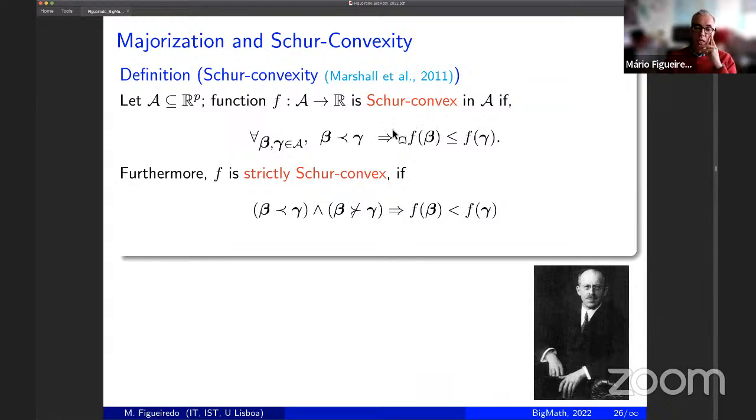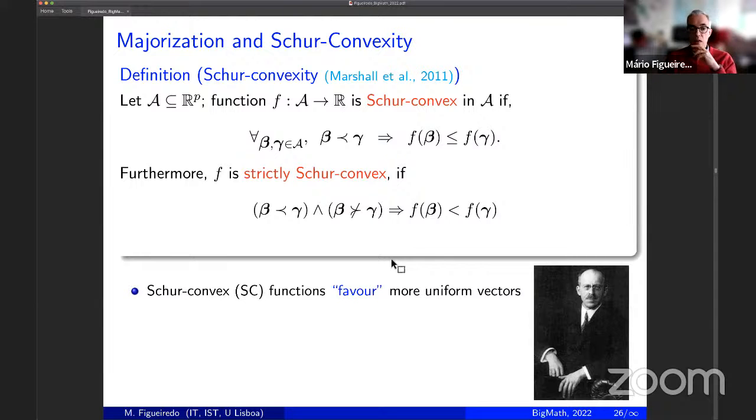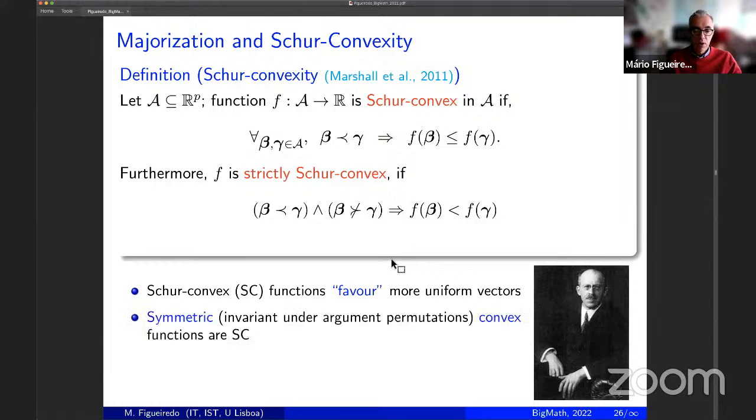And we say that it's strictly Schur convex if this inequality is strict whenever gamma majorizes beta, but not the other way around, so one is not a permutation of the other. So, as I was saying, Schur convex functions favor more uniform vectors. They essentially measure inequality. If it's large, it means that there's a lot of inequality, like the Gini index and entropies and all these functions. So it is known that symmetric convex functions are Schur convex.